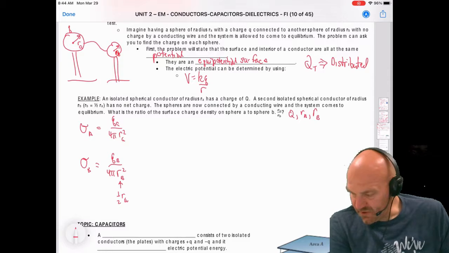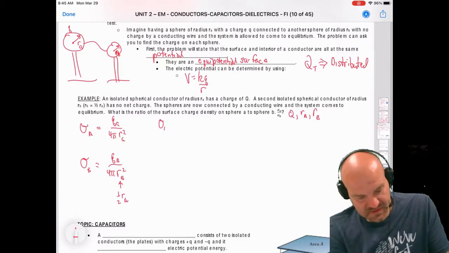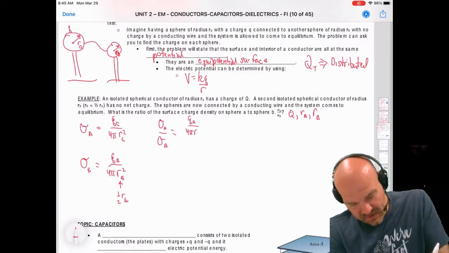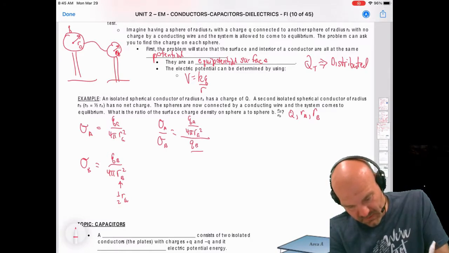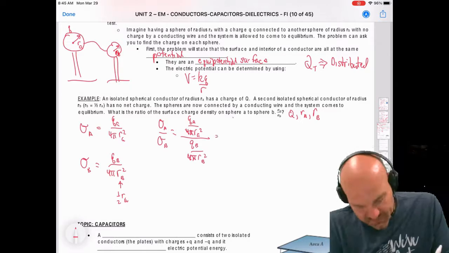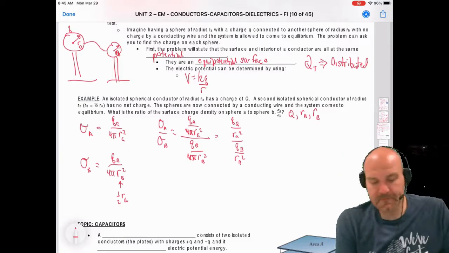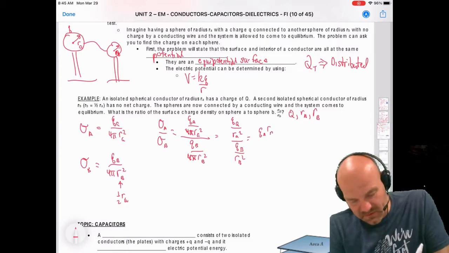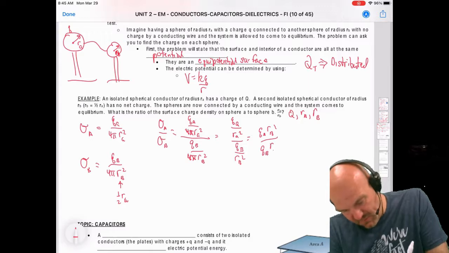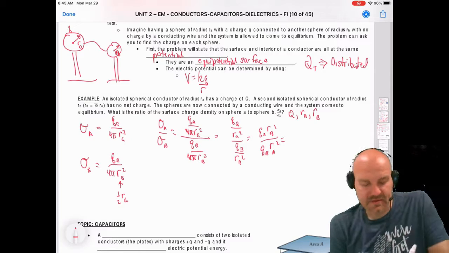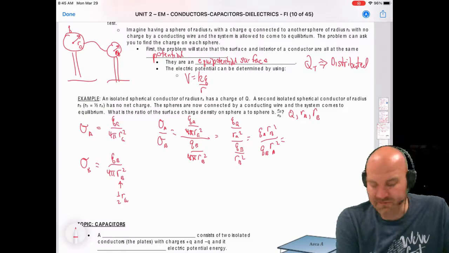We're looking for the ratio of sigma A over sigma B. The surface charge density is charge over area, so it's QA over 4 pi RA squared, over QB over 4 pi RB squared. The 4 pi's cancel out, so we end up with QA over RA squared over QB over RB squared. If you clean this up a little, you get QA RB squared over QB RA squared. We know RB is 1/2 of RA, so you can put that in here if you want.